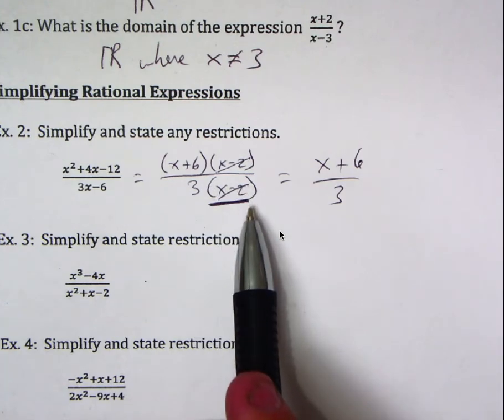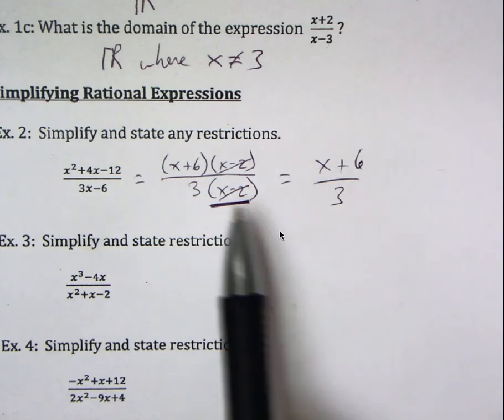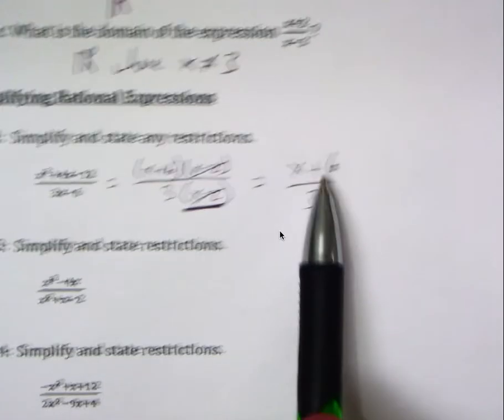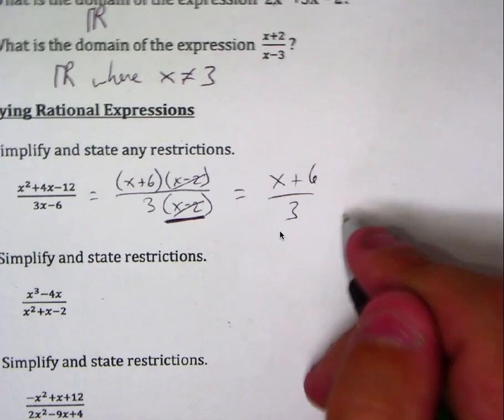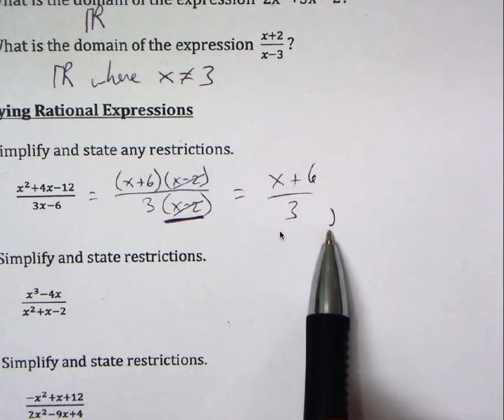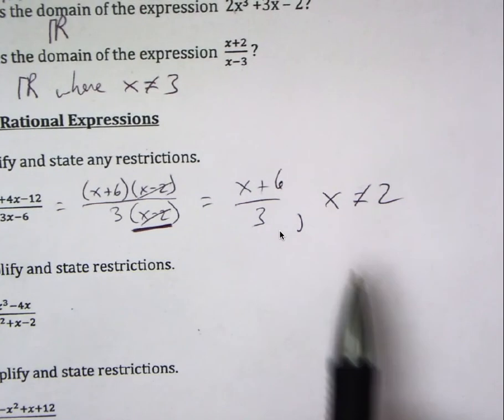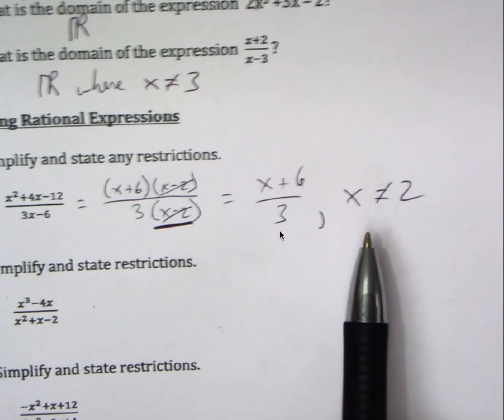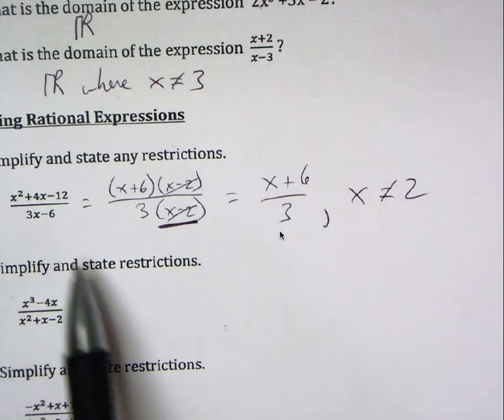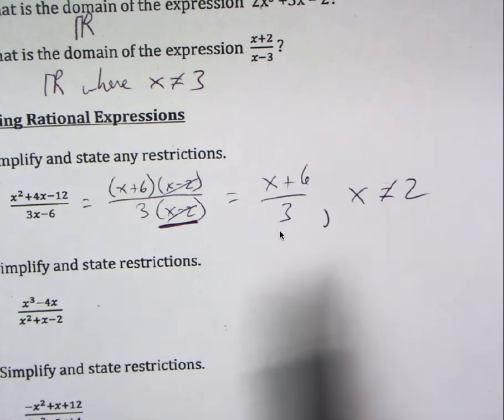And hopefully you got 2. So here's the thing. This fraction equals x plus 6 over 3, but we put a comma here, but x cannot equal 2. X could be anything in the world except 2, because if I would plug 2 into this expression, I would get 0 in the denominator, and it would be undefined.